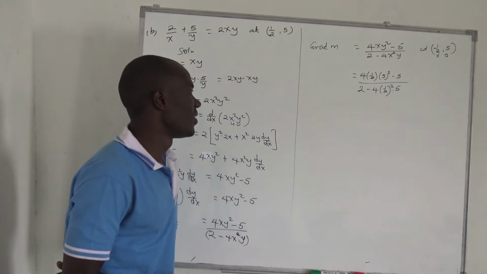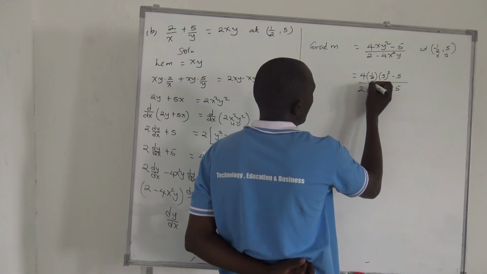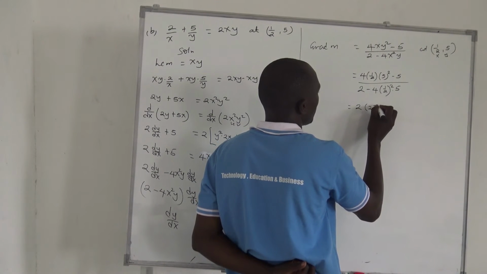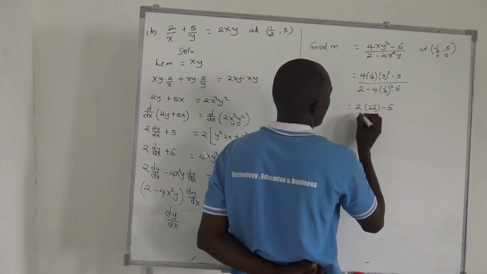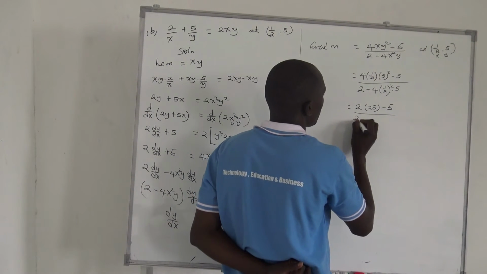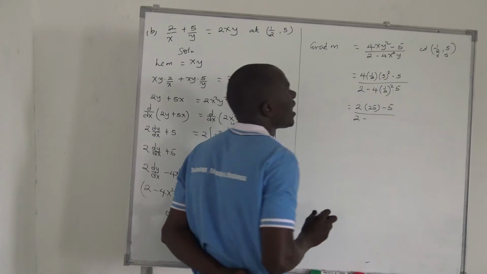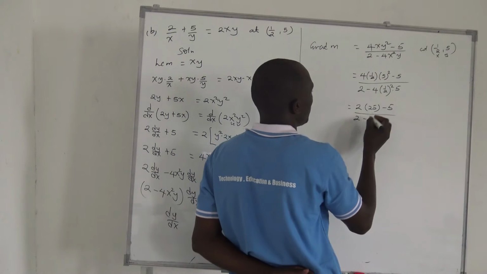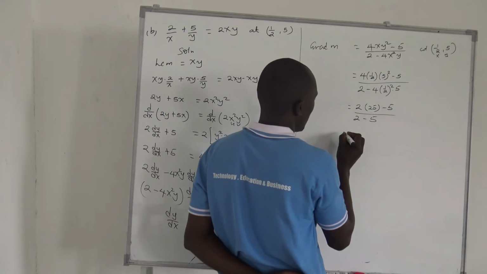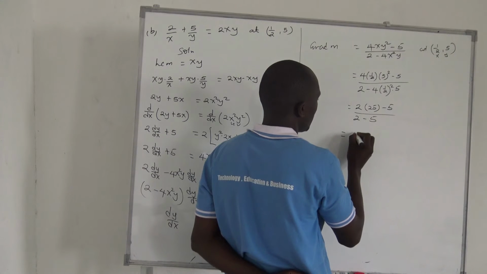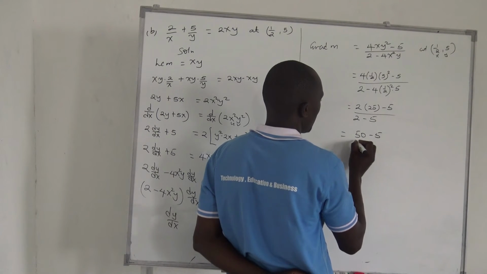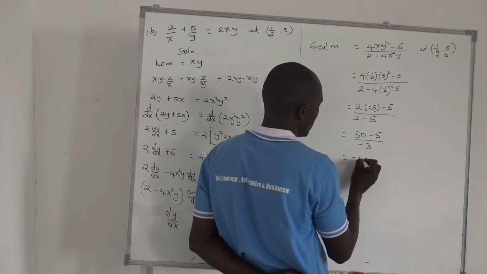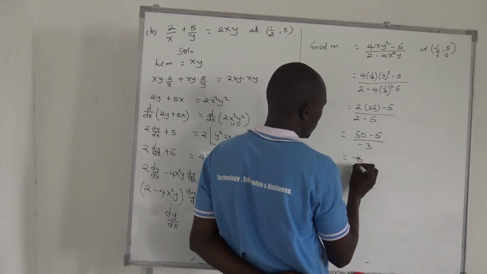So we go ahead and reduce it. A half goes into that 4 twice, what is 5 squared? 25. Then minus 5 all over 2 minus, what is a half squared? A half squared, you get a quarter. A quarter goes into the 4, so we remain with only 5. What is it now? This is 50 minus 5 out of negative 3. What do we get? Negative 45 out of 3.